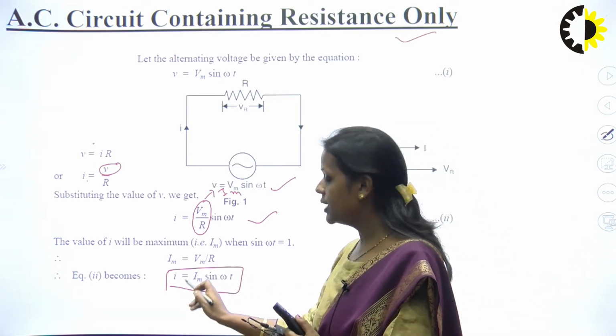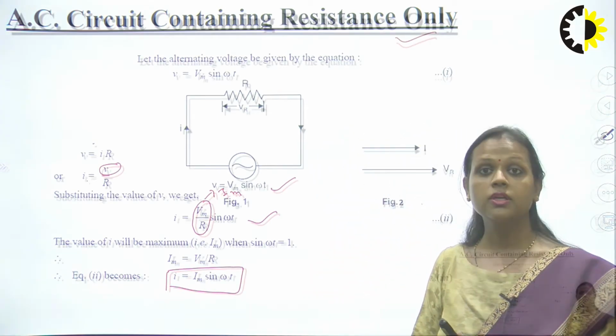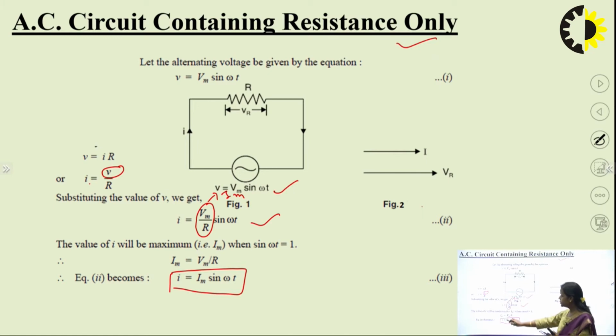And if it is written with a small letter like small i, small v, it means we are talking about the instantaneous value. So here small i denotes the instantaneous value of current and small v denotes the instantaneous value of voltage. Now just look at these two equations, the equation of voltage and the equation of current. Vm sin omega t, Im sin omega t. So you can see that both voltage and current are in the same phase. If you want to draw the phasor, V and I will be in the same phase. So in a purely resistive circuit, voltage and current are in the same phase.